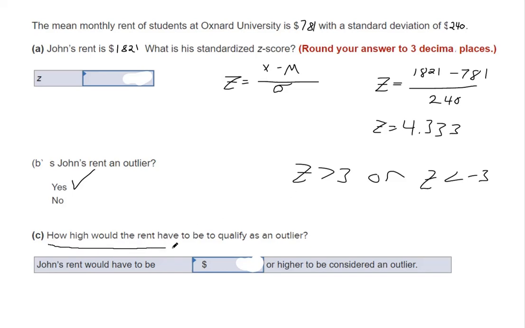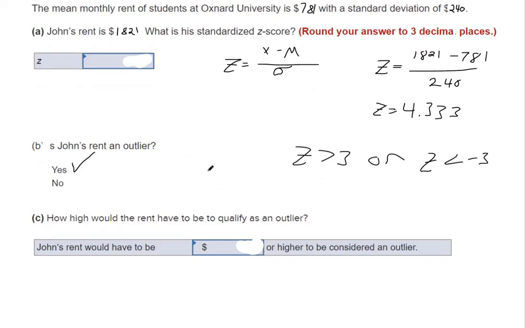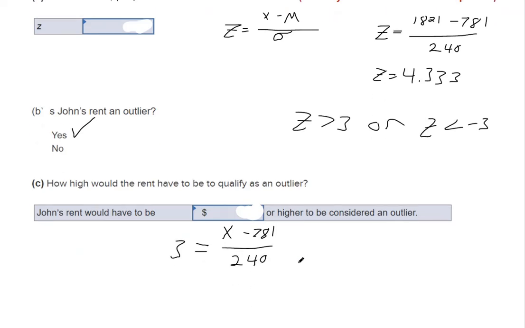Okay, so this question would be, how high would the rent have to be to qualify as an outlier? So let's say that this wasn't an outlier. To calculate this part, you want to know what a z-score of 3 would be. So plug in 3 in for z, because 3 is the outlier z-score, the upper outlier. So we don't know what that rent has to be. We've got to solve for x. The mean never changes for the population. That's 781, and then 240 goes in for the standard deviation.